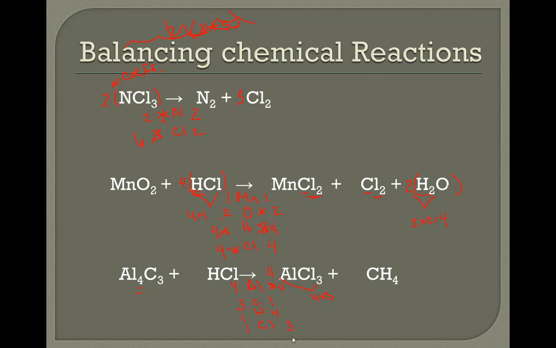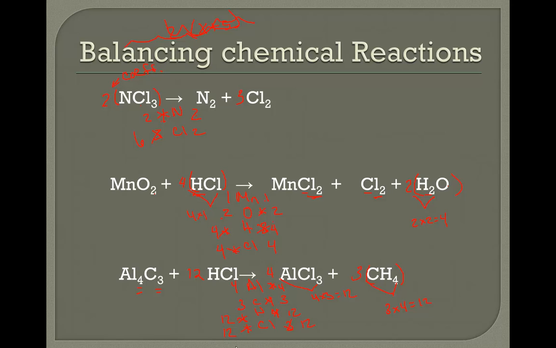It didn't change anything else. Carbons, we have 3 here. We have 1 on the right, so I'm going to multiply that whole thing by 3. That changed my hydrogens to also be 12. It didn't change anything else. So hydrogens, I have 1 here and I have 12 over here. So if I multiply HCl by 12, that changes my hydrogens to 12. It also changes my chlorines to 12. And that makes it balanced.